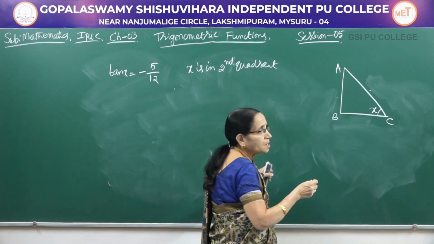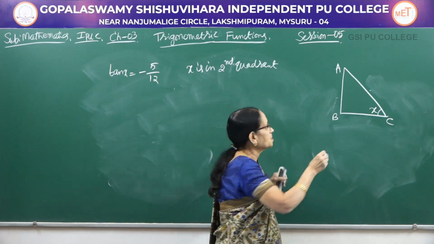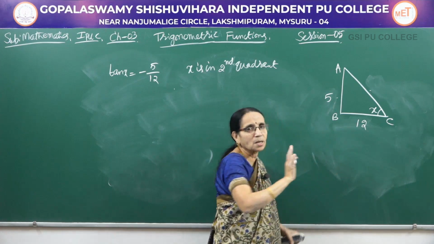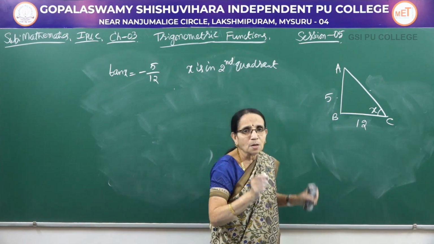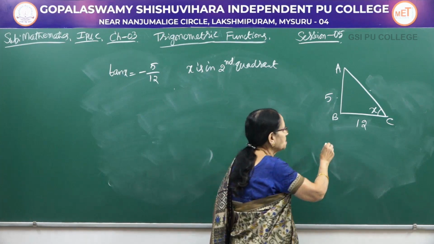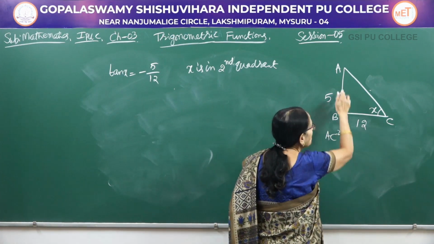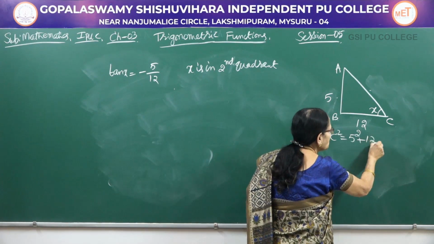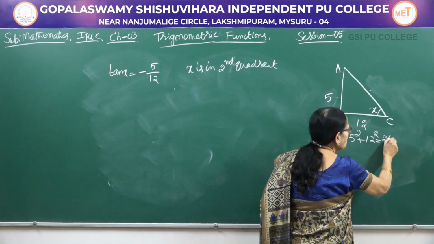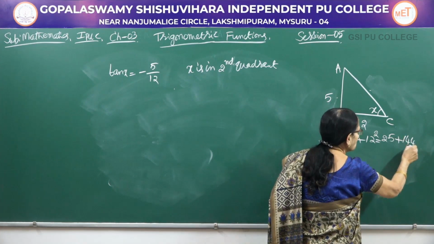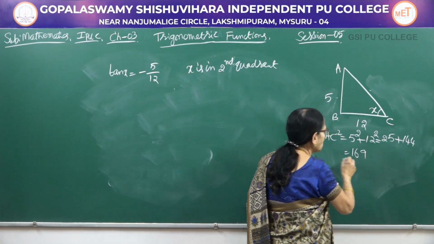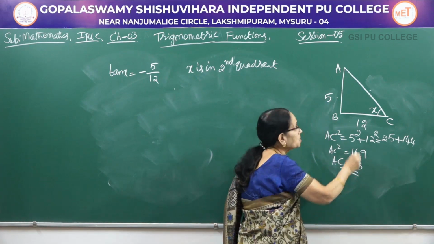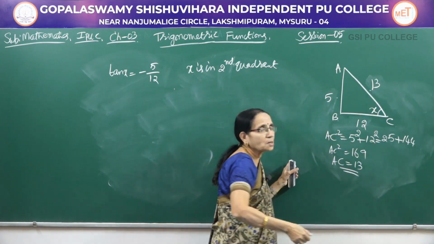Now, here tan is defined as opposite over the adjacent side. So, this is 5 and this is 12. Do not write minus sign to any one of these. Now, here hypotenuse has to be calculated. That is, AC square equal to AB square plus BC square. That is 5 square plus 12 square. 5 square is 25, 12 square 144. So, this is 169, AC square, which implies that AC would be equal to 13. So, the hypotenuse is 13.